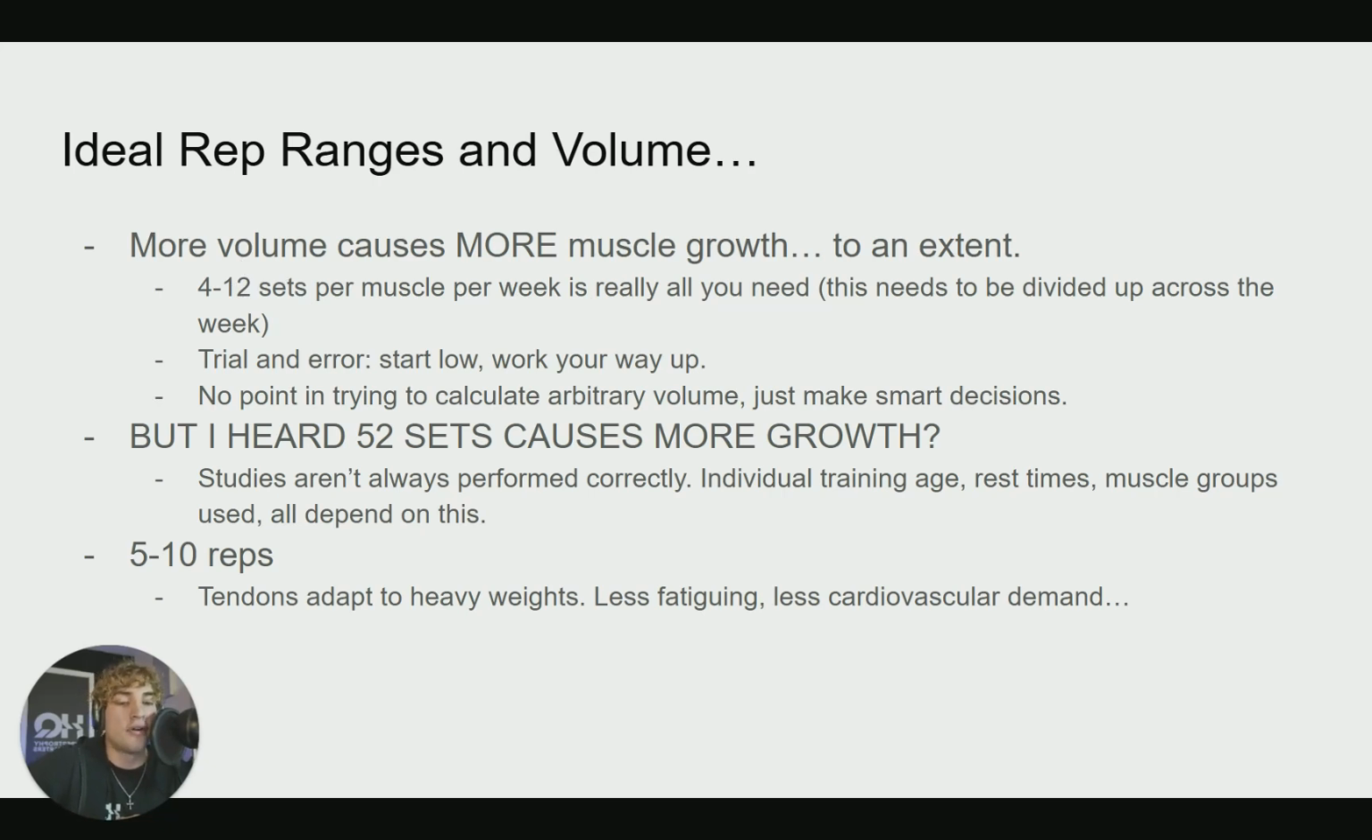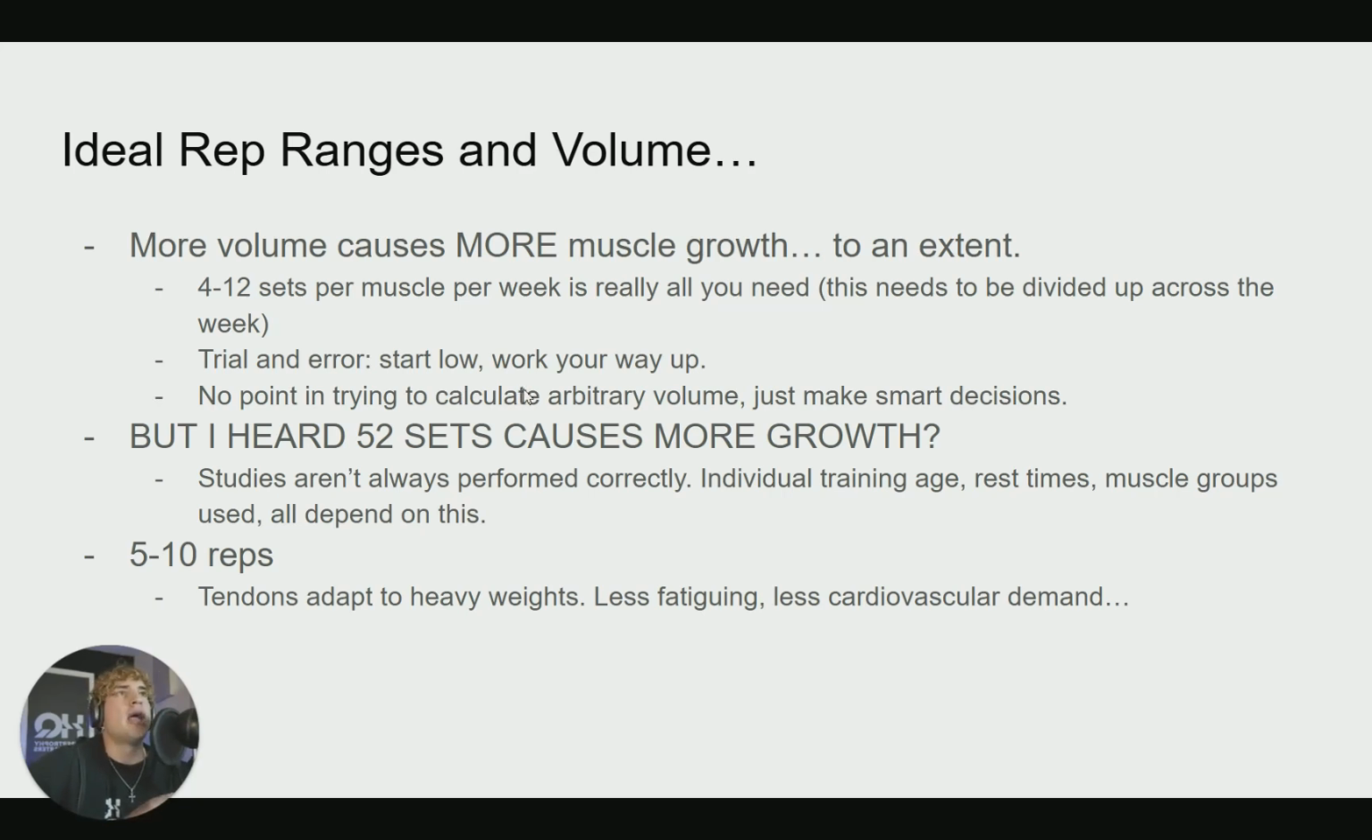If you feel like it's not enough, evaluate your training intensity. How long are you resting? How long are you actually pushing these sets, right? And then it's all about trial and error. So start low, maybe at that 4 sets per muscle a week range, and then work your way up. If things stop going up in the gym, then you know, okay, I'm doing too much volume, I've got to decrease. So there's also no point in arbitrarily trying to calculate volume.